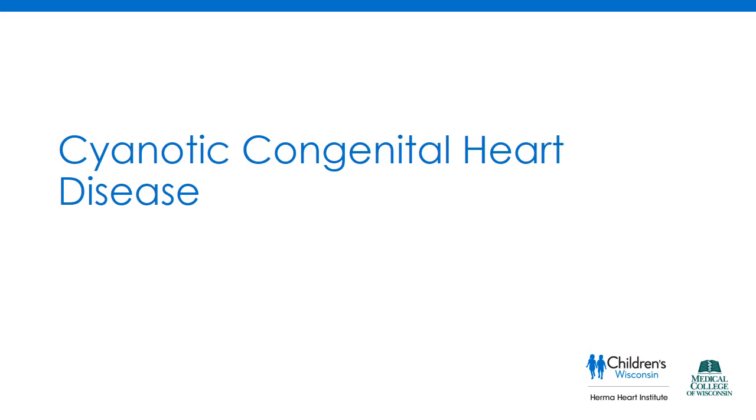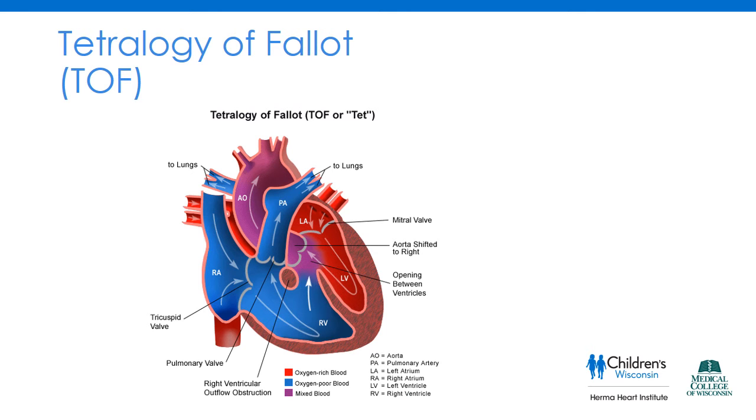So now we're going to take a break and go on to cyanotic congenital heart disease. So once again, these are babies that often have desaturation, or their oxygen levels are low. One of the most common cyanotic congenital heart diseases is tetralogy of Fallot, or TOF.